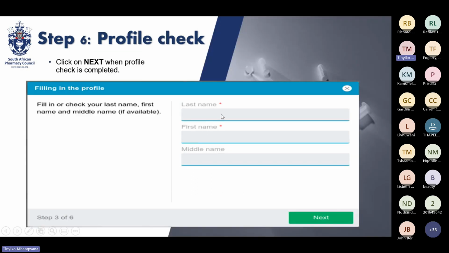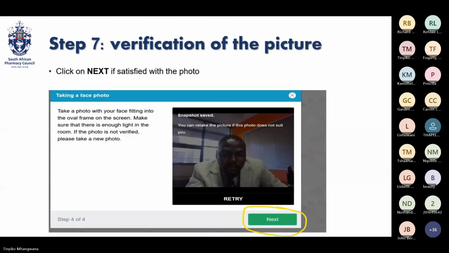Then when you have logged into the profile, you can put your last name and your first name. The middle name is not necessary. You can just put those two if you don't have a middle name, because the middle name is not compulsory for those who don't have one. Sometimes it might come up automatically, but if not, please ensure that you fill it in.